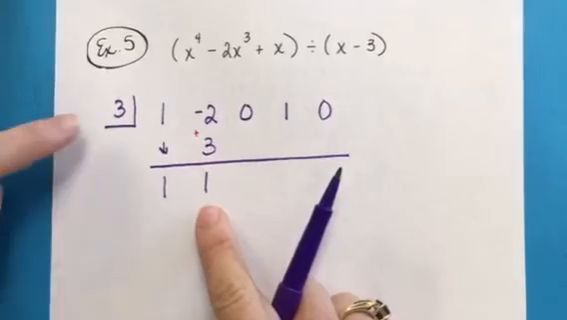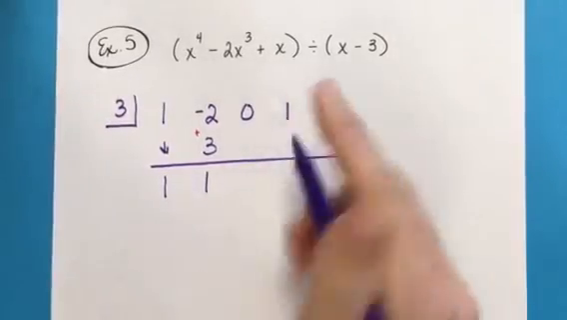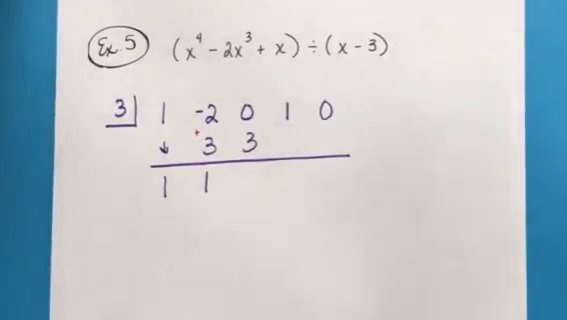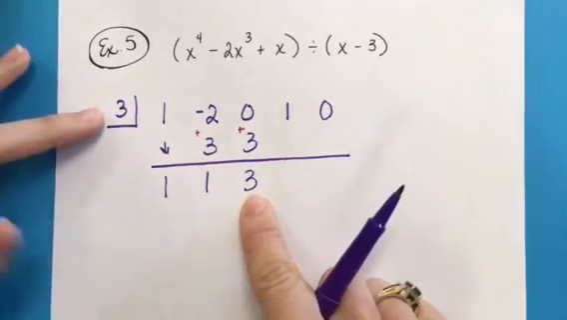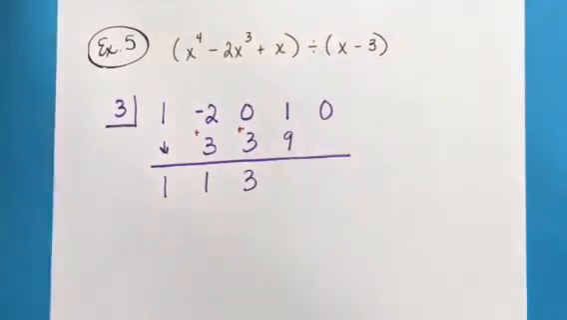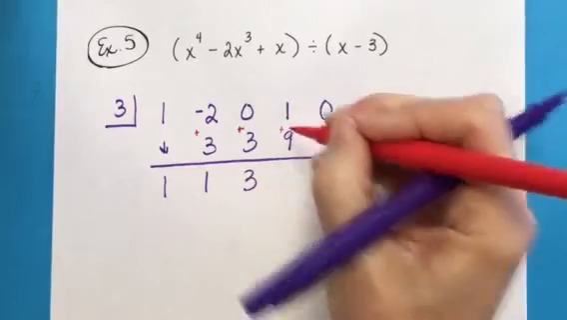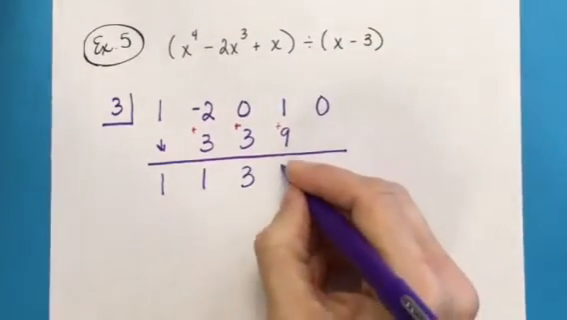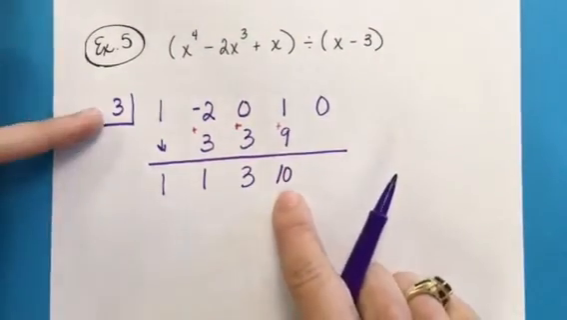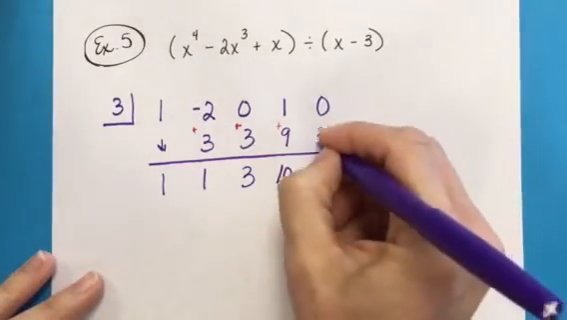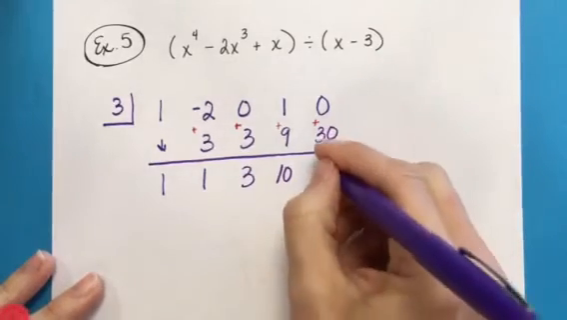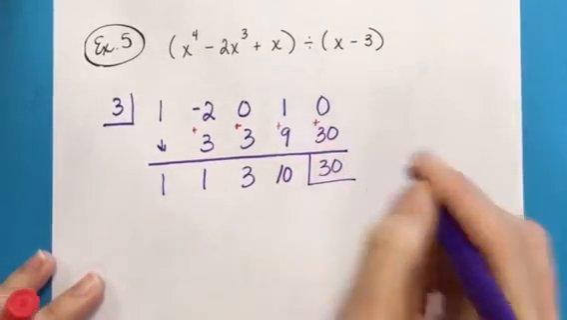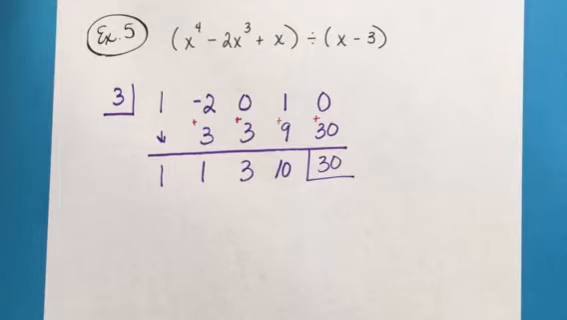Okay, so now I multiply 3 times 1, which will give me 3. And now I add these. Of course, 0 plus 3 is 3. Now I multiply 3 times 3, which will give me 9. I add the 1 and the 9, so I get 10. And now 3 times 10 is going to give me 30. Of course, 0 plus 30 is going to give me 30. So remember, that last number is always going to represent my remainder.